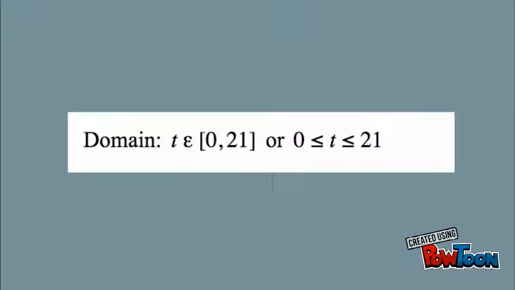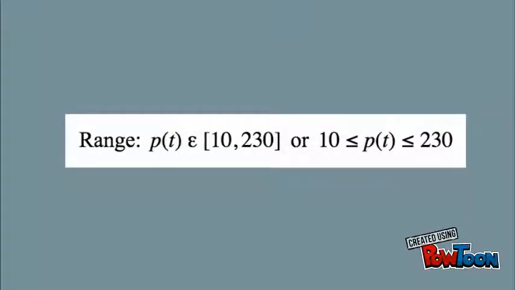Our domain was 0 ≤ t ≤ 21 because the study was done for 21 years. Our range was 10 ≤ P(t) ≤ 230 because the lowest the wolf population ever reached was 10 and the highest it ever reached was 230.